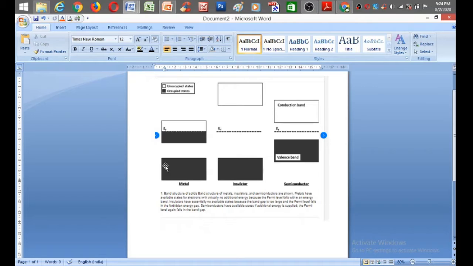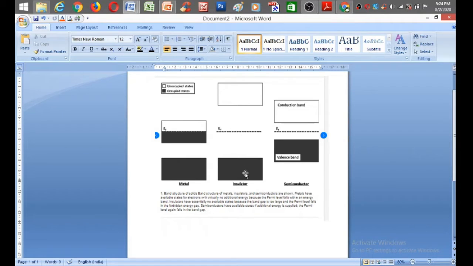In case of a metal, the valence band is partially filled and partially empty. So when an electric field is applied, these electrons in the valence band have some unoccupied states in the valence band and they are able to move under the action of the electric field.